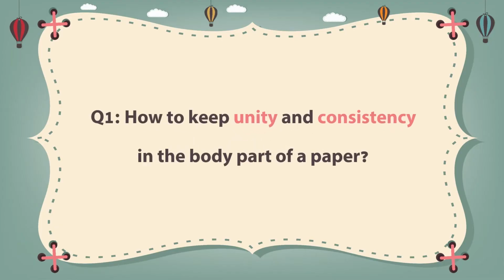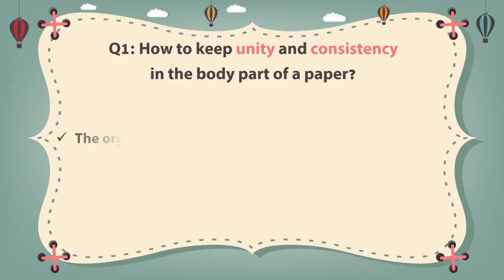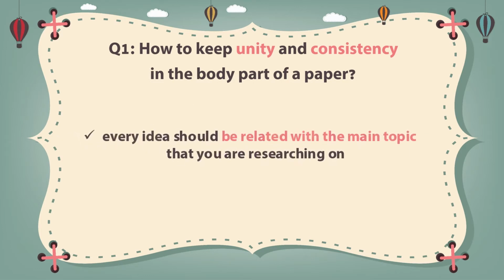Mm-hmm. And what about the body part of the paper? How should I keep unity and consistency? The body part, as we said before, is also the most important part of your paper and the longest one, the one that will have the largest number of paragraphs. So the organization of all of them should be unified. This means every idea inside a paragraph should be related to the main topic that you're researching.